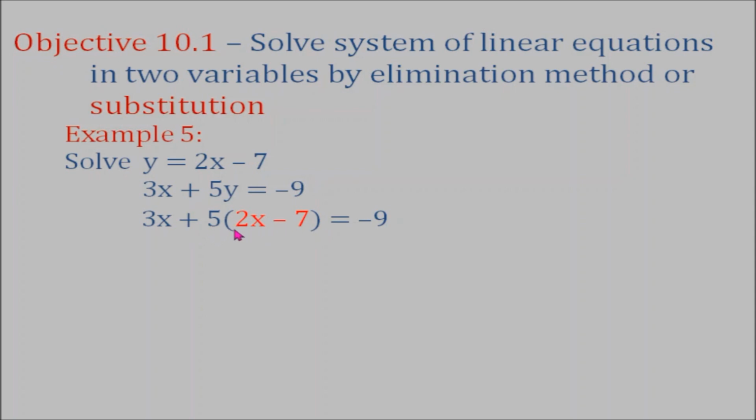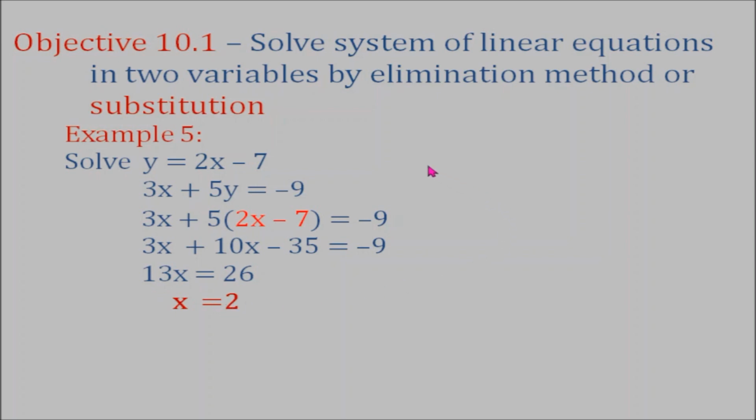Now, using distributive property of multiplication, that's 5 times 2x, and then 5 times negative 7. So we have 3x plus 10x minus 35 equals negative 9. And of course, 3x plus 10x is 13x. Adding 35 on both sides, that gives us 26. Now dividing both sides by 13, x equals 2.